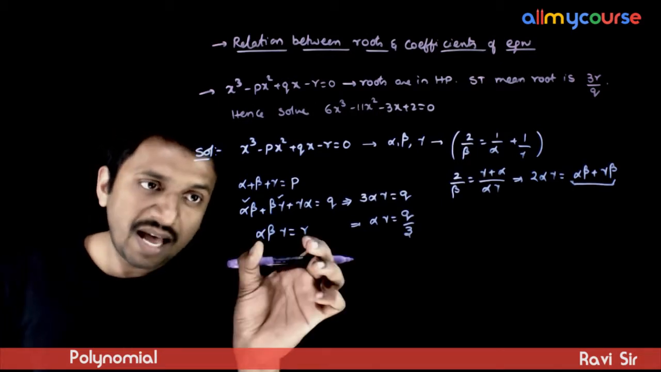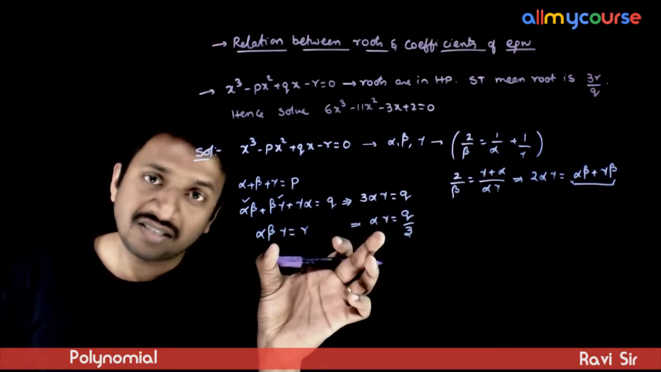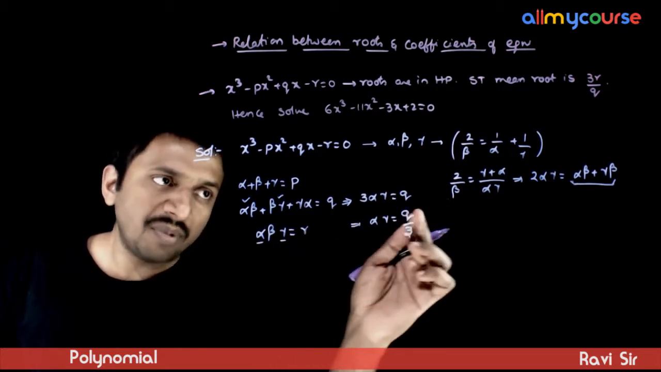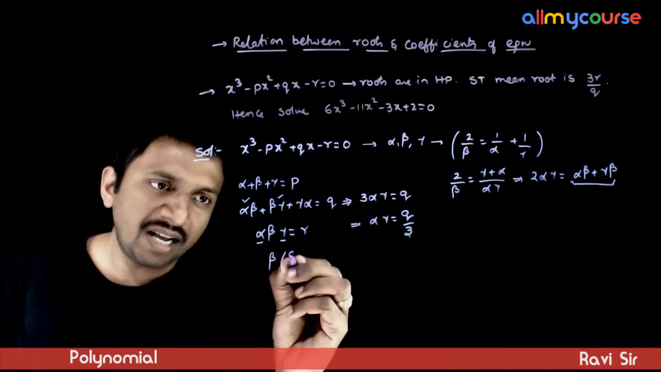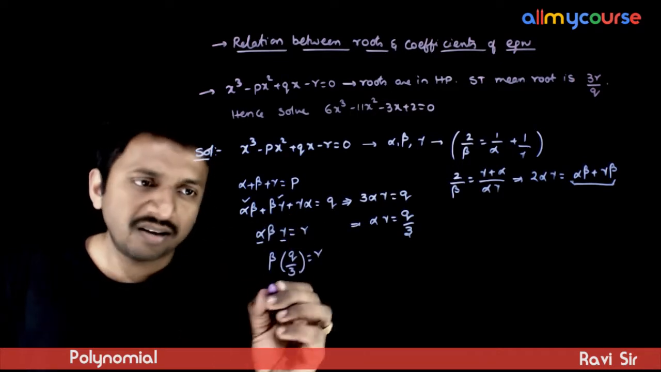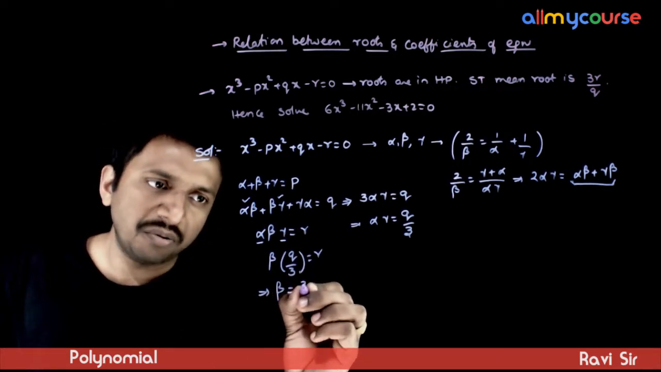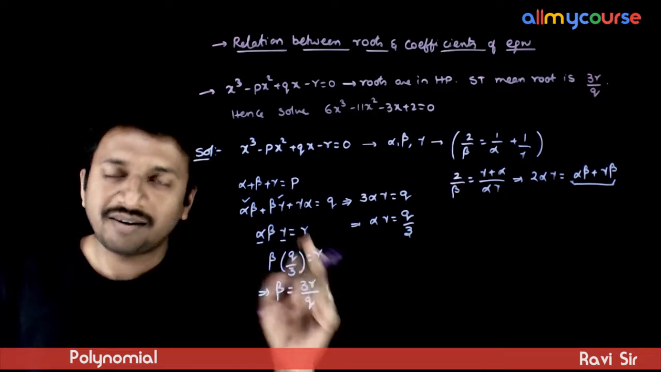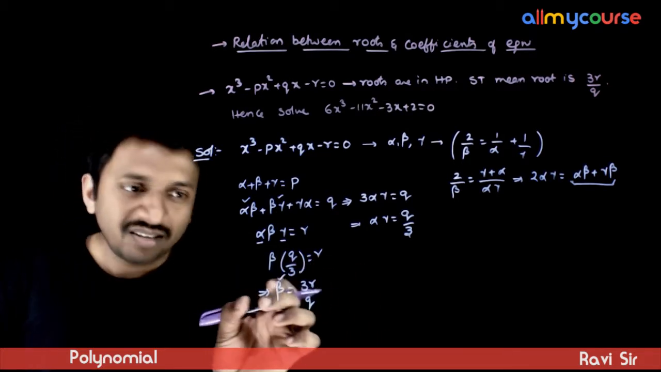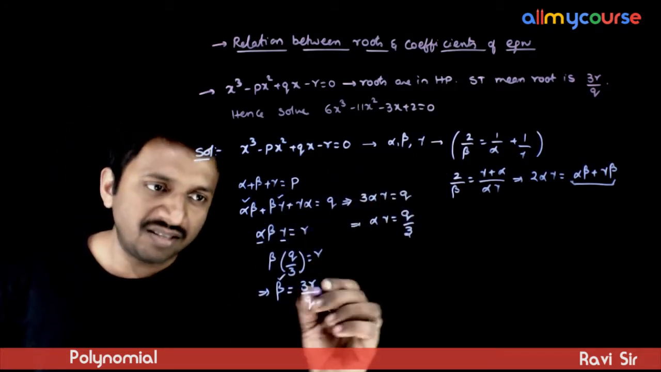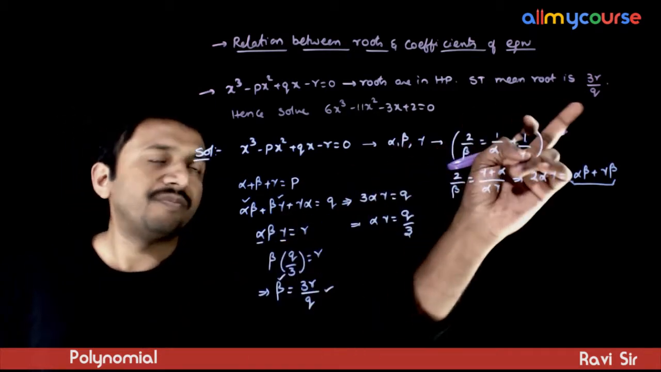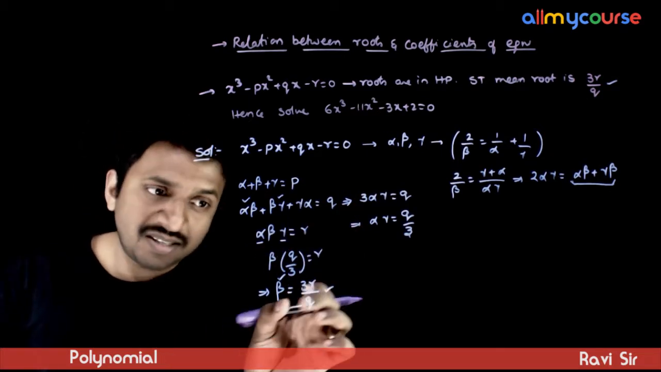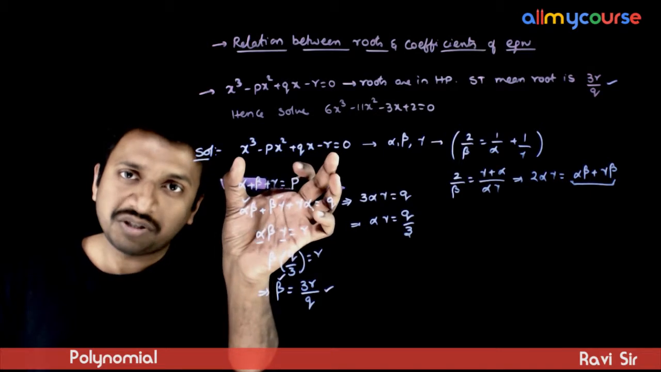Now, I have this relation, I have this relation. Let us see these two relations and get some simplifications out of this. Alpha into gamma is q by 3. This implies beta times q by 3 is equal to r. This implies beta is equal to 3r by q, where beta is the mean root, that is the root in between, and this is found out to be 3r by q. So this is proved.